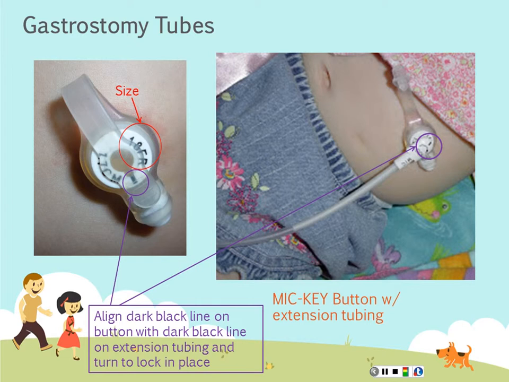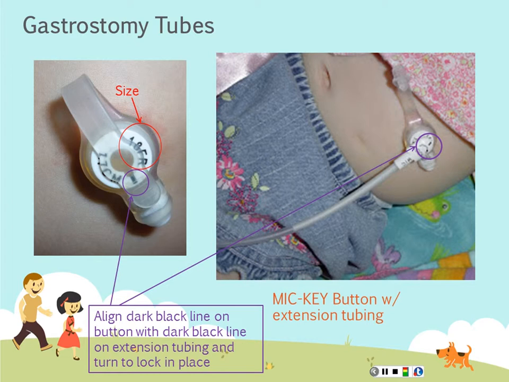So when you're using the extension tubing, the biggest thing you're going to do is pop the top off the button, and you're going to align the dark black line on the button, which is over here on the left in the left purple circle, with the dark black line on the extension tubing, and you're going to turn it to lock in place. So you're going to line the two dark black lines up, push the extension tubing in while securing the button with your other hand and turn, and that's going to lock it into place.